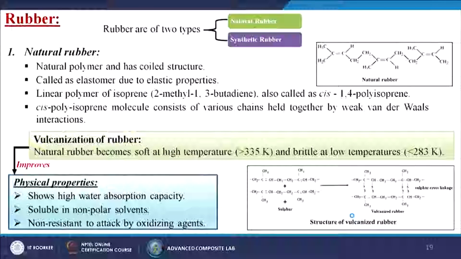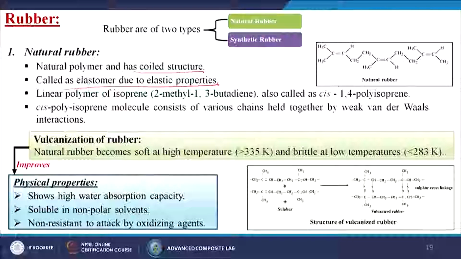Next we are going to discuss rubber. Rubber generally has two types: one is called natural rubber, and the other is called synthetic rubber. Natural rubber is what we get directly from the plant itself. It is a natural polymer with a coiled structure, called an elastomer due to its elastic properties.